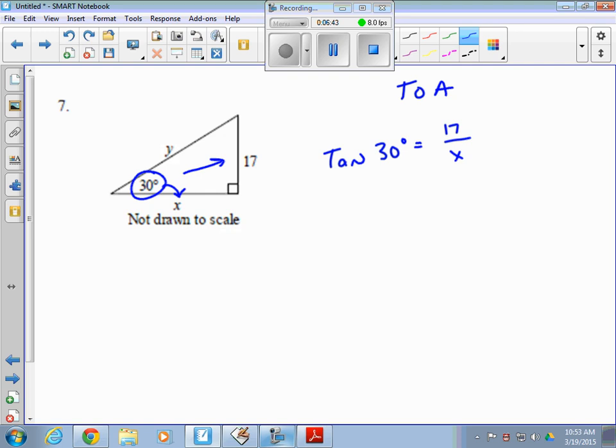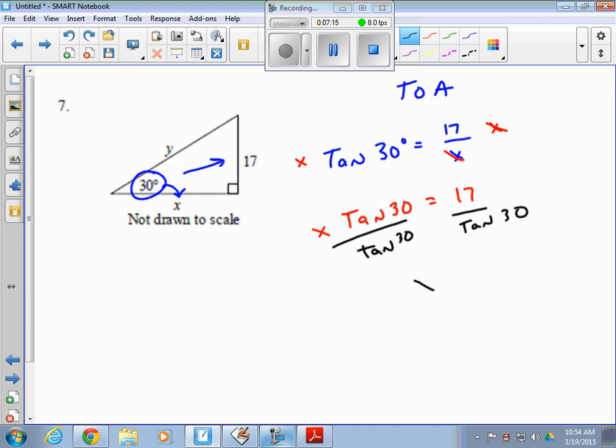So we have to do 2 moves to get this one by itself. Multiply both sides by x, and that'll cancel it there. So you have x times the tangent of 30 equals 17. Then divide by the tangent of 30 to get x alone. Take 17 and divide it by the tangent of 30, and it gives you 29.4. So x's value is approximately 29.4.